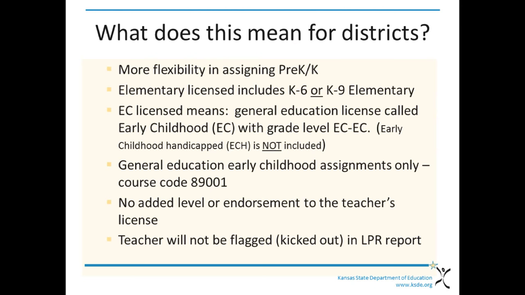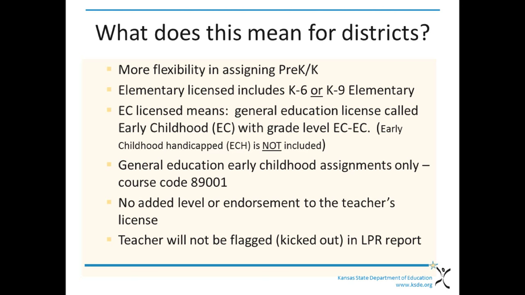So you can see some of the points. What does this mean for districts? Obviously, flexibility, freeing up or allowing more individuals to be placed in pre-kindergarten assignments. When this policy references elementary licensed teachers, it does include both the K-6 elementary license or the K-9 elementary license. The early childhood license that's referred to in this is an older endorsement, a gen ed early childhood endorsement. You can distinguish those on a license because they have the grade level attached indicated as EC to EC. So it's the older early childhood EC to EC.